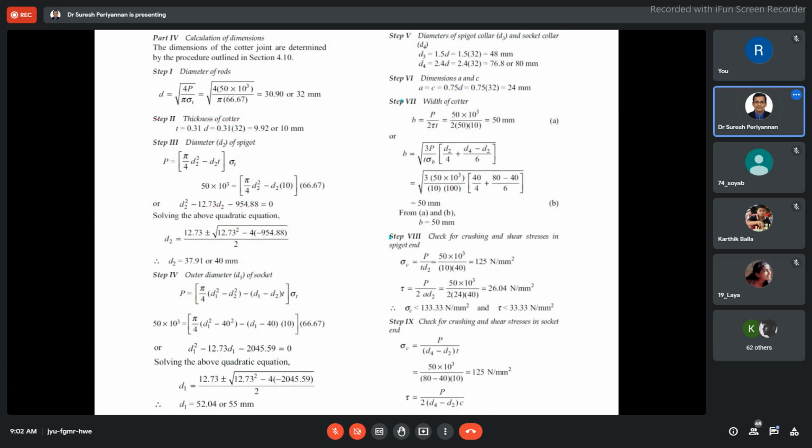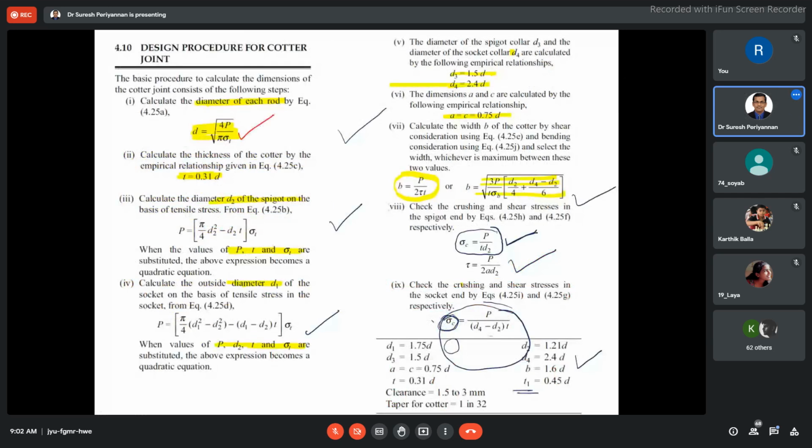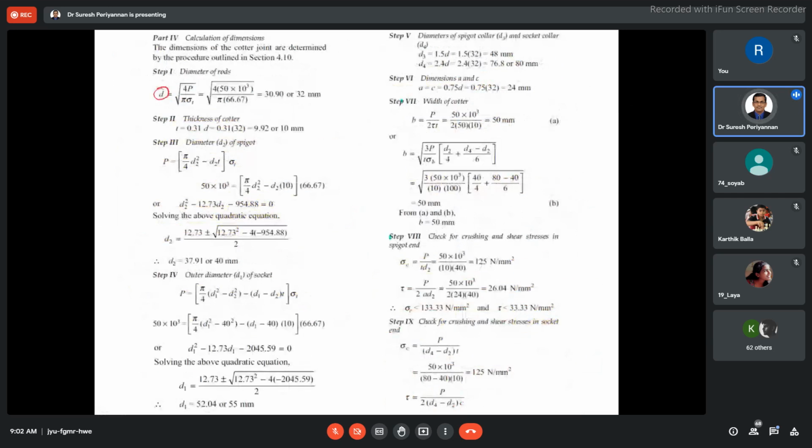See here, this is the first step, diameter of the rod. We already discussed step 1. We follow this step 1. Diameter of the rod we are able to find out. This sigma t is already given. Use this concept 4P by pi sigma t. Diameter is 32 mm. Thickness of the cotter is from the standard table: t is equal to 0.31 d.